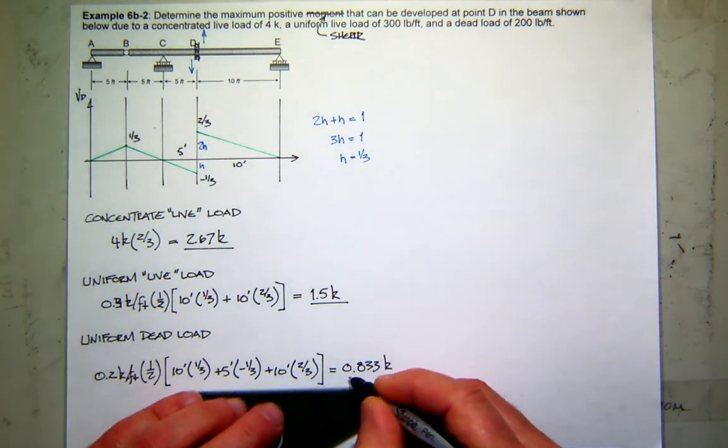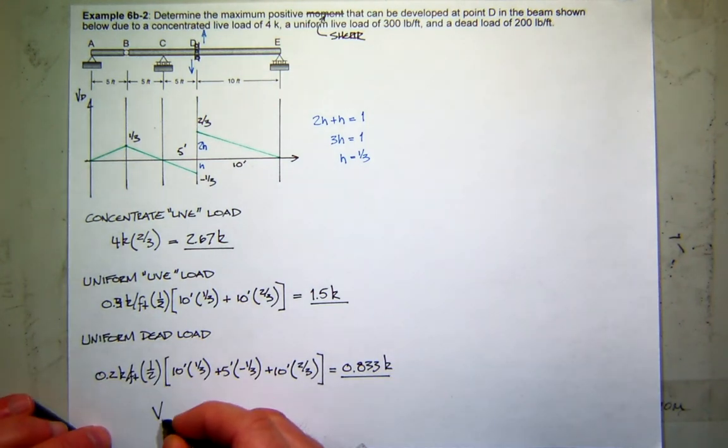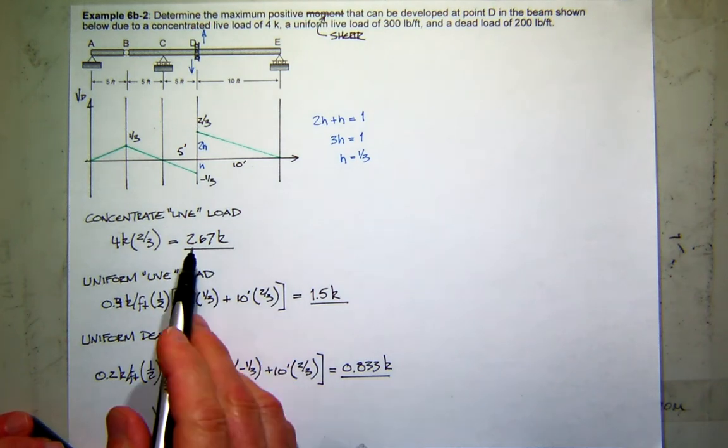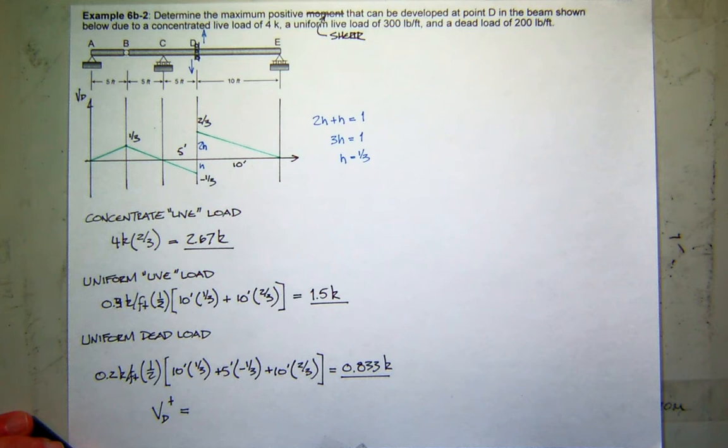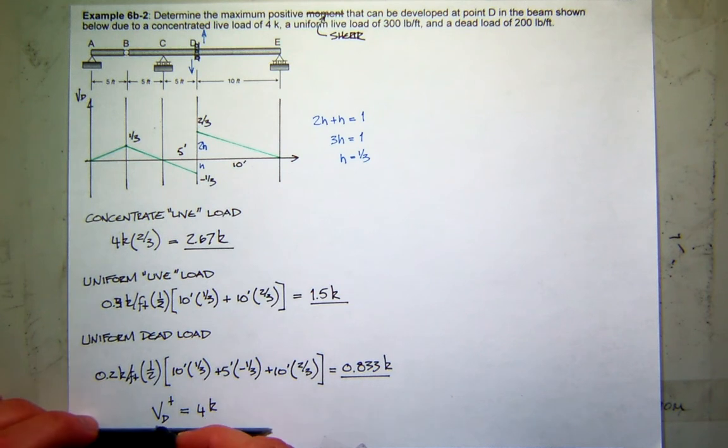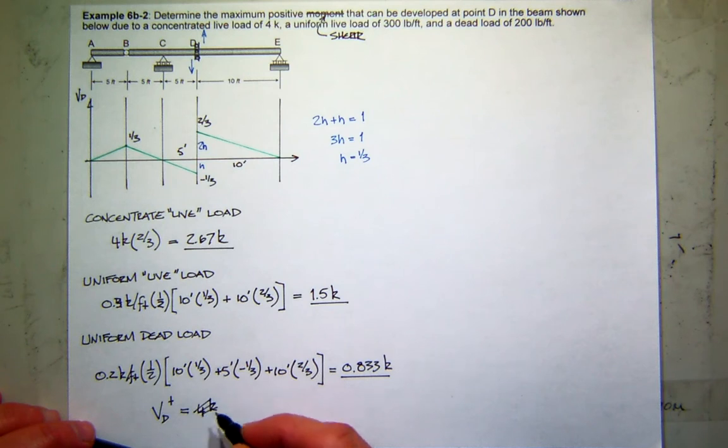So let's add all those up. What do you get? So the moment at D, and I'll put positive next to it, is what? I guess that plus that. 5.0. That's 5. So I would just say, I just added it. So 5. You were close.